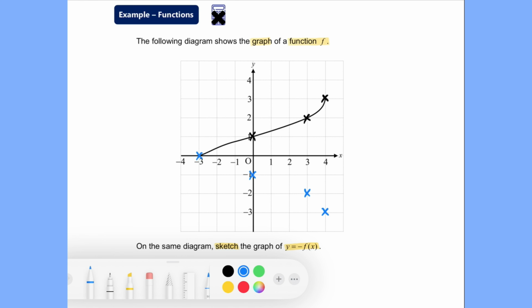And finally, I just need to use a smooth curve to join those 4 points. Starting from the right, and then goes to the left. And then I will write down the name of this new curve, called y equals negative f(x).